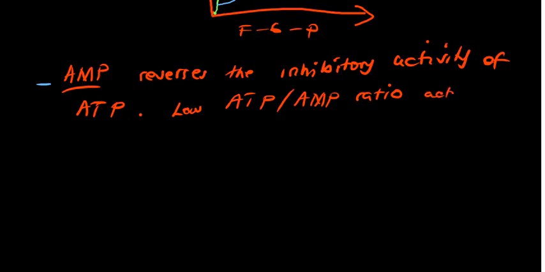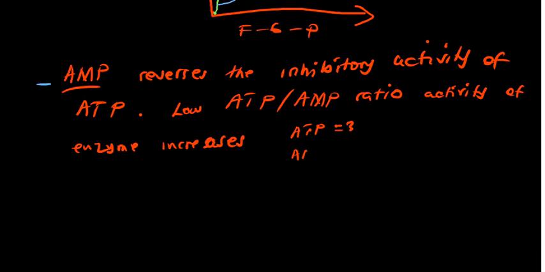Okay, let's say ATP is equal to 3, then AMP is equal to 6. Then the other one we have ATP is equal to 6, AMP is equal to 3. So the ratio of ATP to AMP here will be, ATP we have 3, then AMP we have 6, so which is 3 over 6, which is 1 over 2.